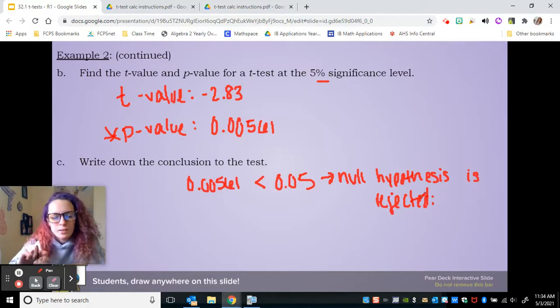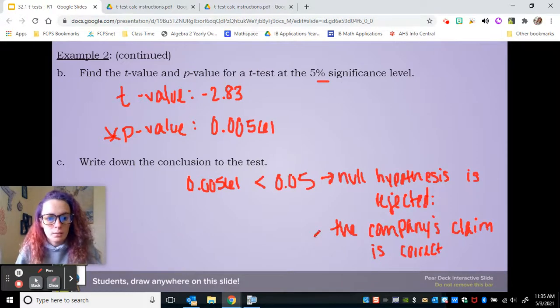And again, I can add a little bit of extra in there and say that the company's claim was correct, since they were claiming that that new fuel would allow for longer distance traveled.